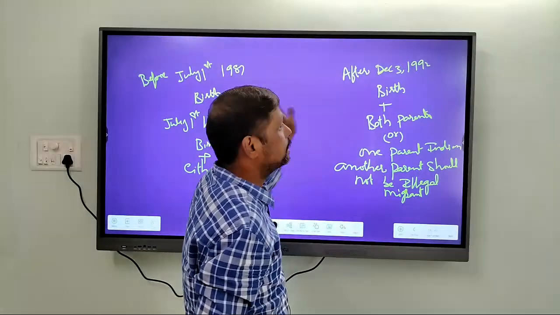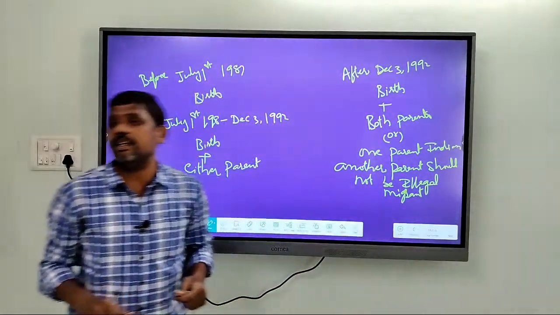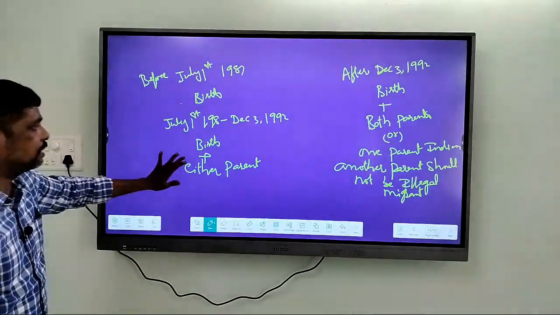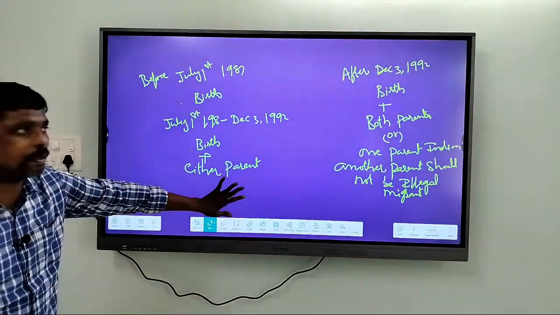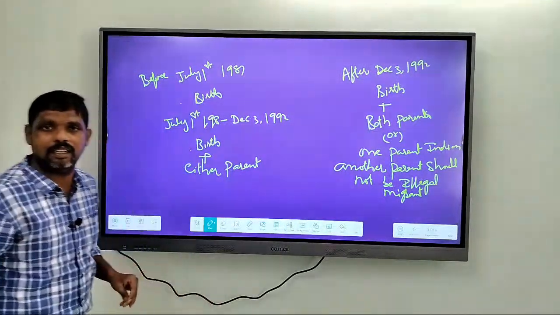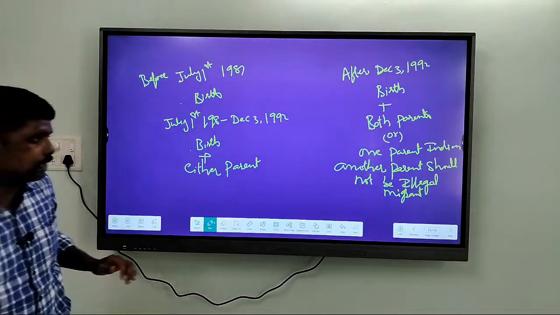Alright. So this is the case of citizenship by birth. These are different cases: by birth, by birth and nationality of either of the parents, by birth and nationality of both the parents. So this is one case.